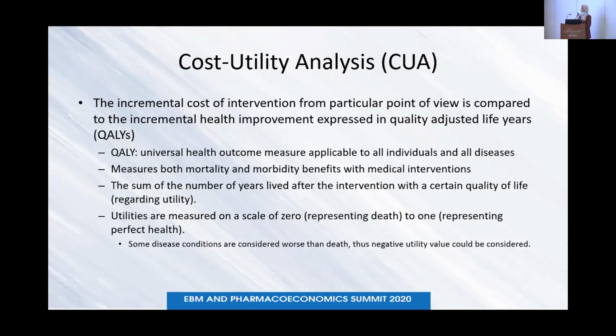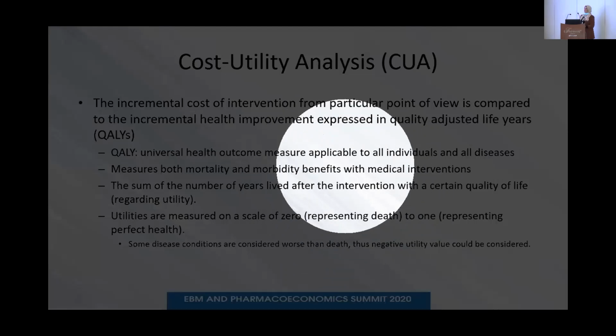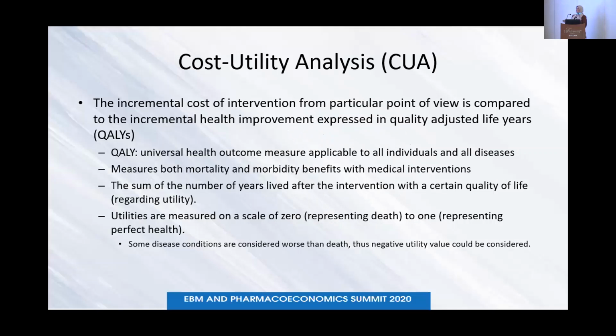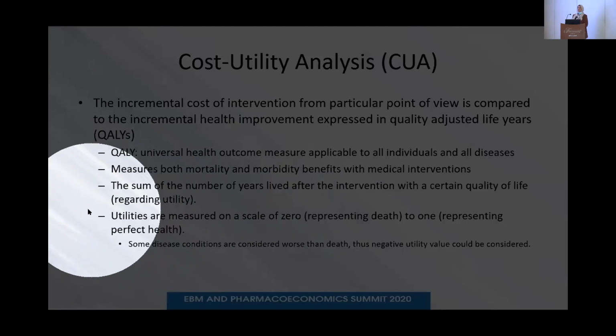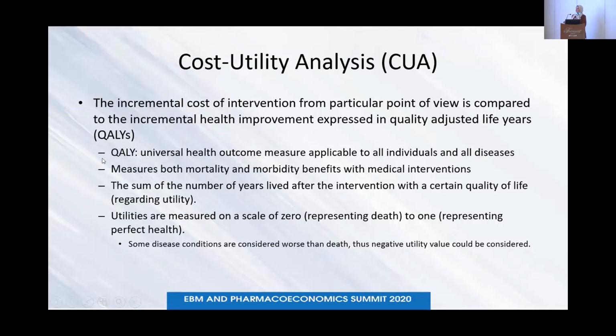It might include both morbidity and mortality benefits with medical interventions. Also, it would look at the quantity and the quality of the life years. So it combines two main concepts related to outcomes of the use of alternatives. For utilities, of course, whenever we are looking for QALYs, we need to look for utilities. And from the name, we can tell it's a cost utility analysis.